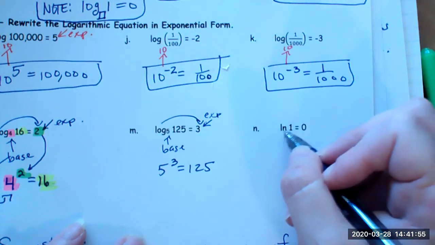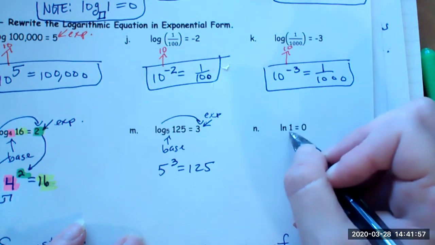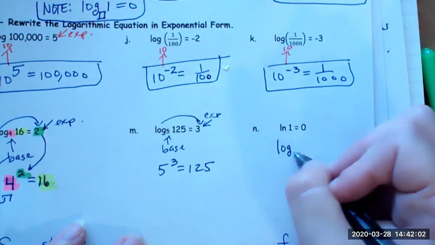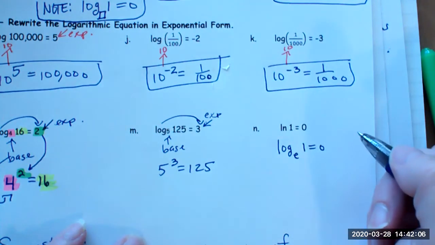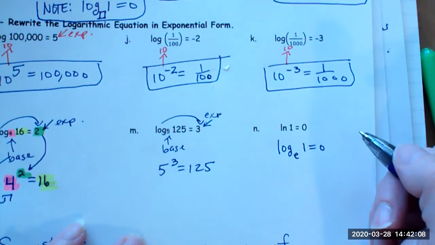So in this particular case, what I would do to get this into exponential form is to first rewrite this as log base e of 1 equals 0. Okay, this is kind of the opposite of part F in example 2, part 1.